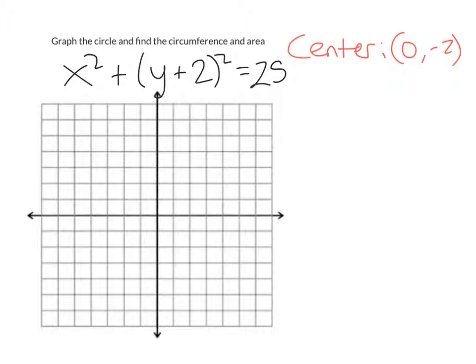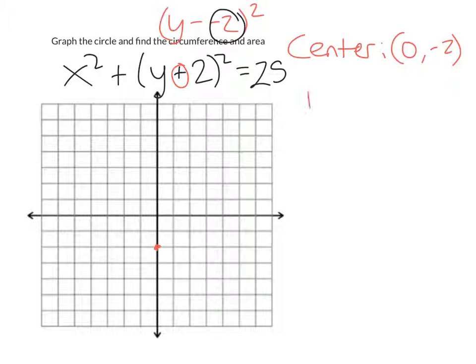We got to be careful with that sign, right? Since it's y minus k, then I got to have a negative to make that happen. So it's really looking like y minus negative 2 squared, right? So this right here is my y-coordinate. The negative is what gives you that positive that you see right there. Okay. Next thing, let's go ahead and graph that center. (0, −2) would be right there.